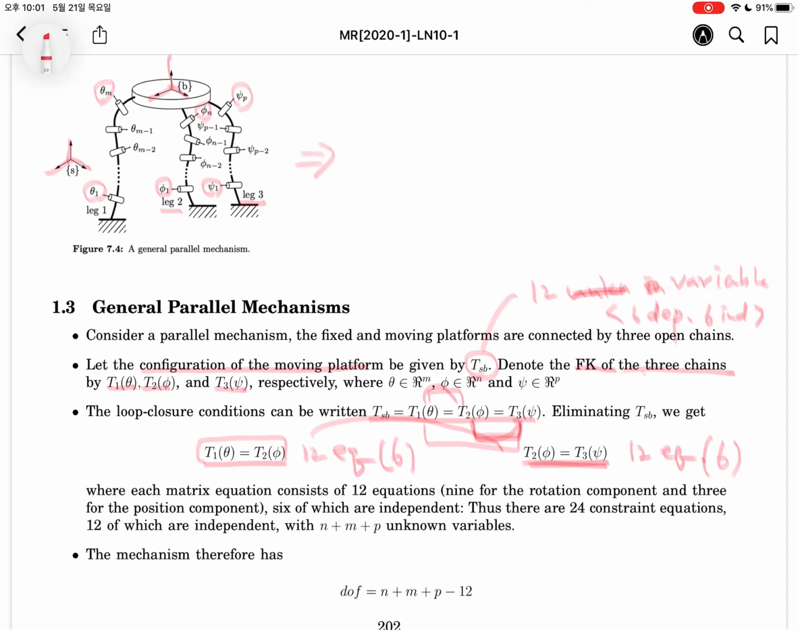But these 3 legs will have the m joints, n joints and p joints. So from these 2 equations, we can obtain the 12 independent equations. So m plus n plus p minus 12 is required to obtain the degree of freedom of this mechanism. If you choose m, n, p as 5, this mechanism will be 3 degree of freedom.